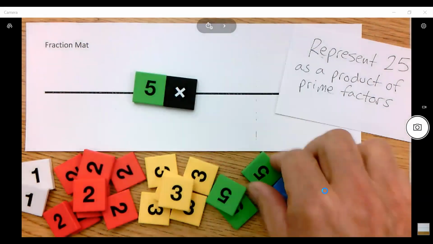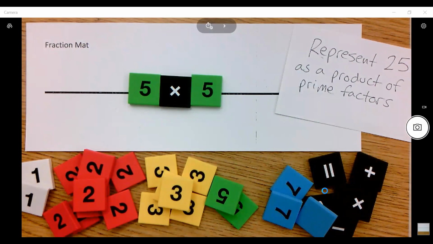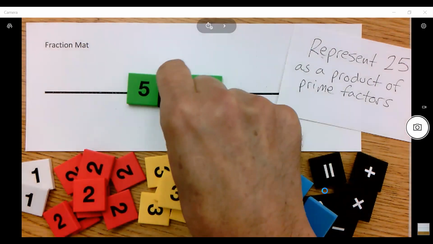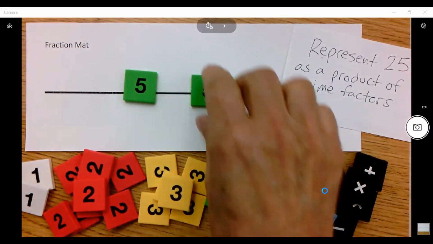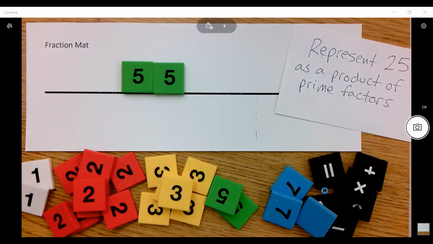Now, one thing we don't do is use that multiplication symbol when we're just representing numbers. And so the first rule that everyone should recognize with prime factor tiles is when you see 2 tiles side by side horizontally, they're being multiplied together. So this is not 55, this is 5 times 5, or 25.